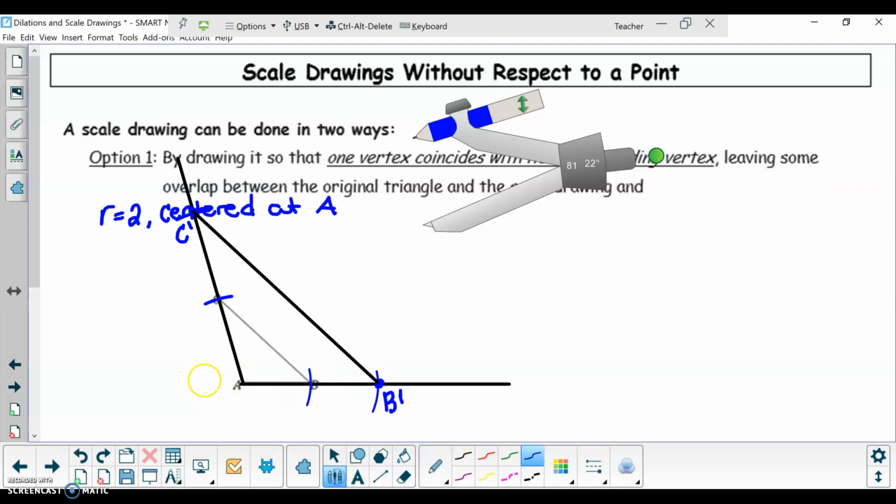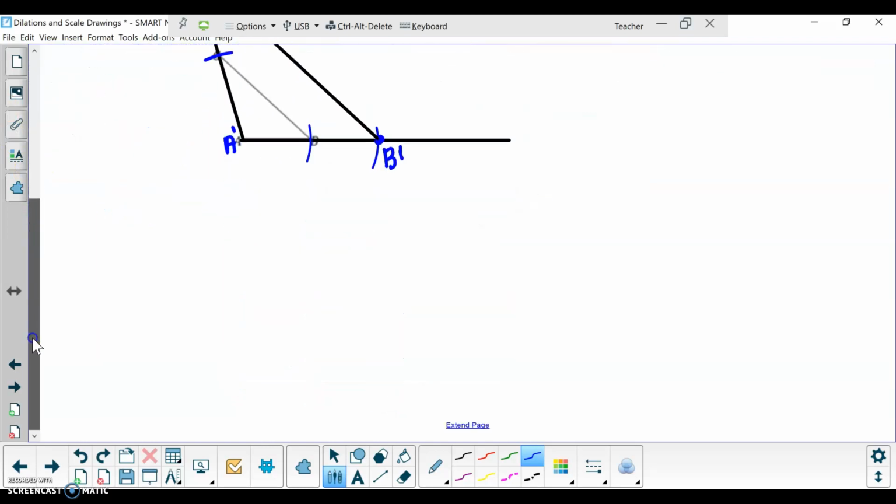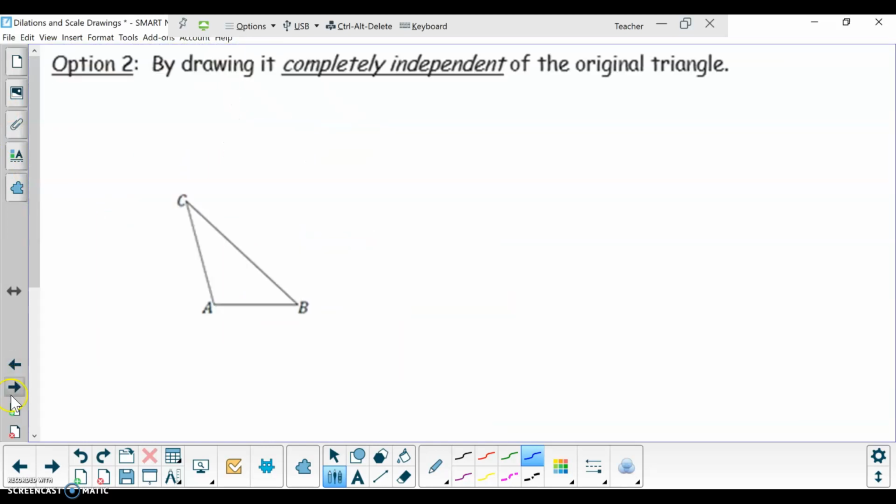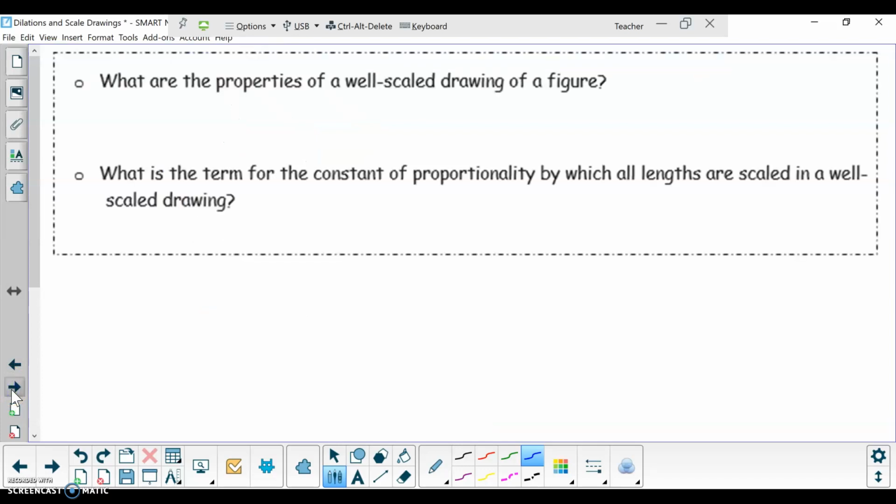If you want, you can call this point A prime or you can just leave it A. A and A prime in this situation are the same point. So that's dilating with respect to one of the vertices. Where it says option 2 on your paper, you can ignore that.